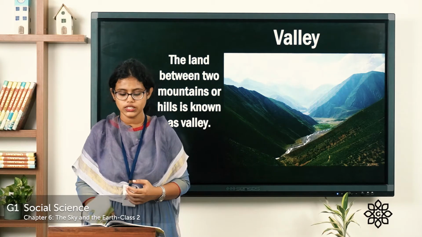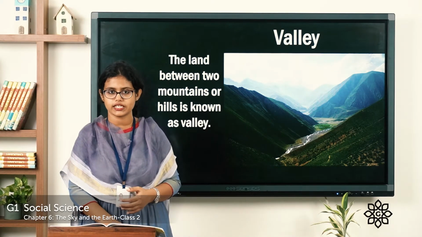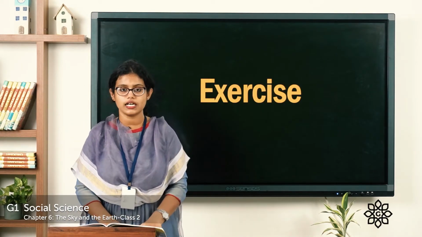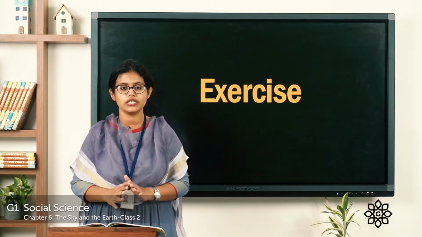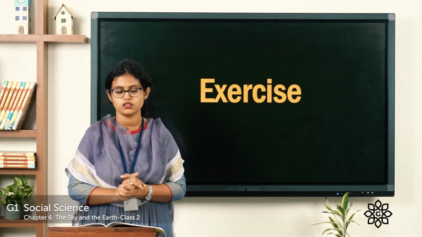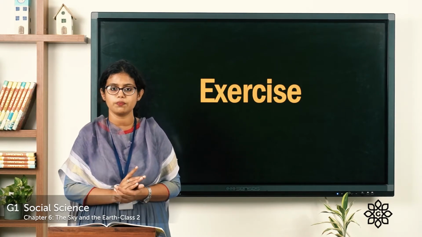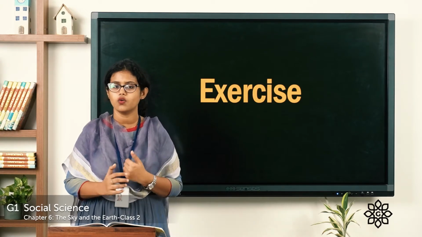Now let's move on to the exercise. You can take page number 38 in your textbook. In that exercise, you can see a picture, and what you have to do here is label the following types of land. So we learned the four different types of land. Which are they? Mountain, hill, plains and valley.